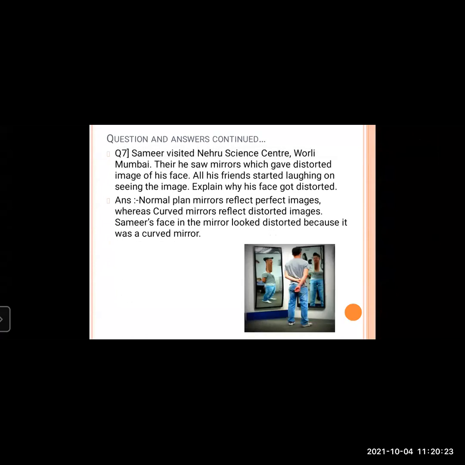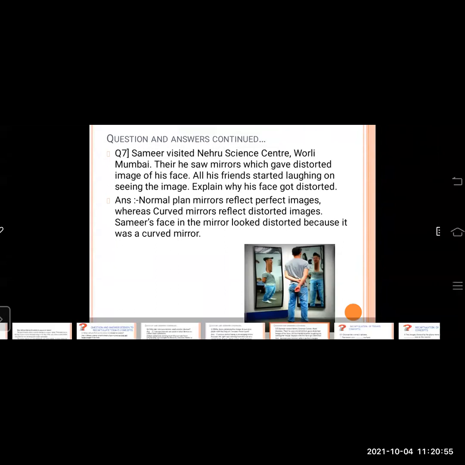Samir visited Nehru Science Center, Worli, Mumbai, and there he saw mirrors which have distorted images of his face. All his friends started laughing on seeing the image. Explain why his face got distorted. So what happens in normal plane mirrors? Normal plane mirrors reflect perfect images, whereas curved mirrors reflect distorted images. Samir's face in the mirror looked distorted because it was a curved mirror.